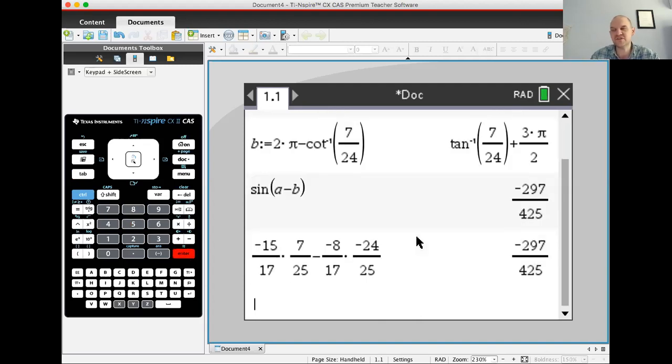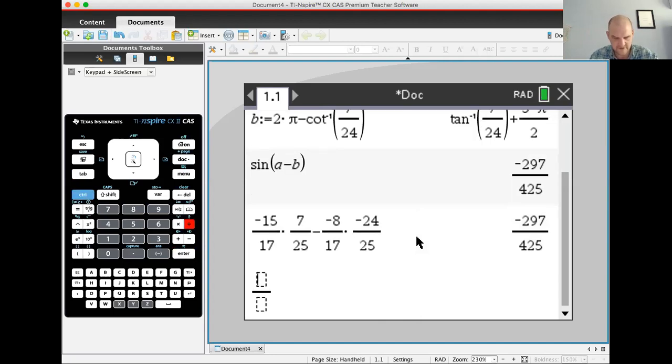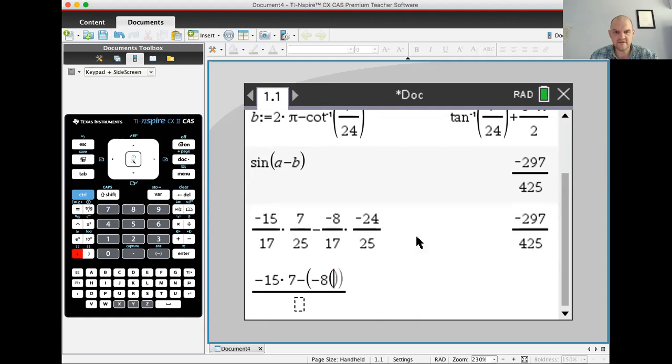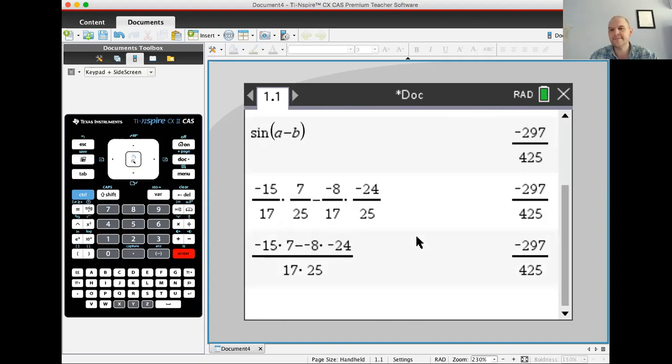If you look at this, you can actually speed up entering this on your calculator, because they're both going to be over 17 times 25. So you could just do negative 15 times 17 minus negative 8 times negative 24, over 17 times 25. So it's worth it to find these little hacks to speed things up, because it's a lot of writing. So I'm going to fill this in and then go back to the notes. So negative 297 over 425.